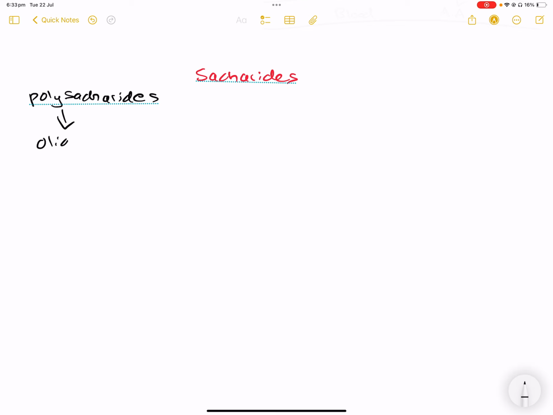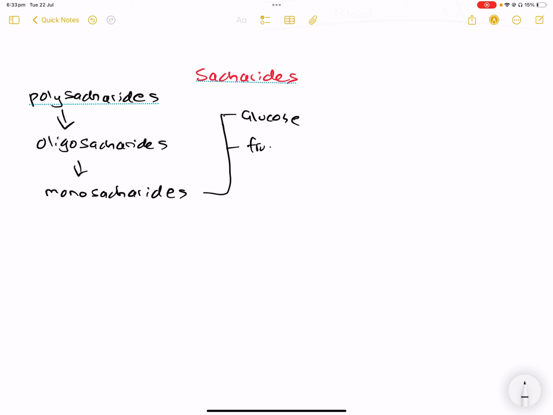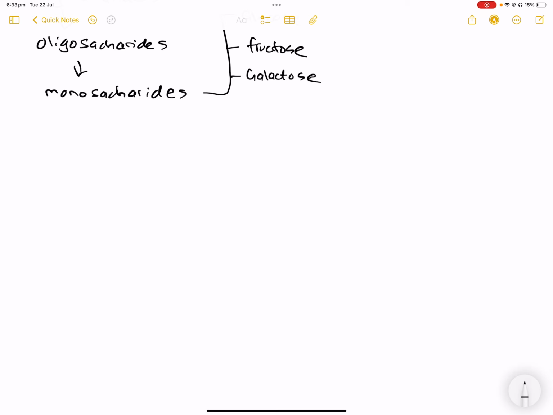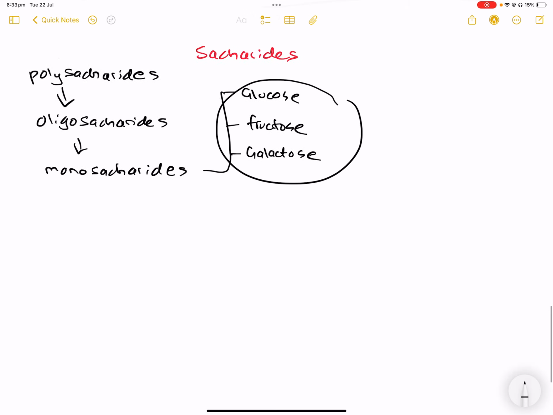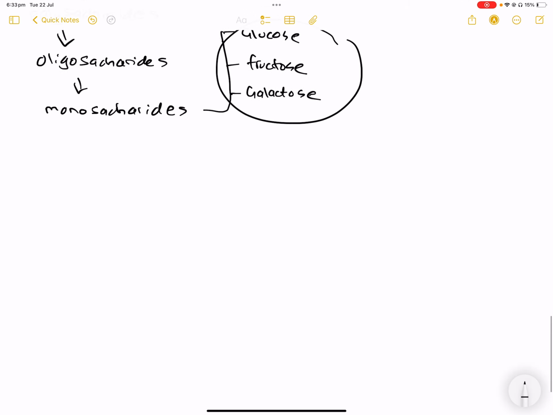Polysaccharides become oligosaccharides. And then monosaccharides. Monosaccharides is the general thing we think of. Monosaccharides are stuff like glucose, fructose, and also galactose. Okay? There's the three monosaccharides we want. So the end result, we want to get this. That's the end result. Okay?